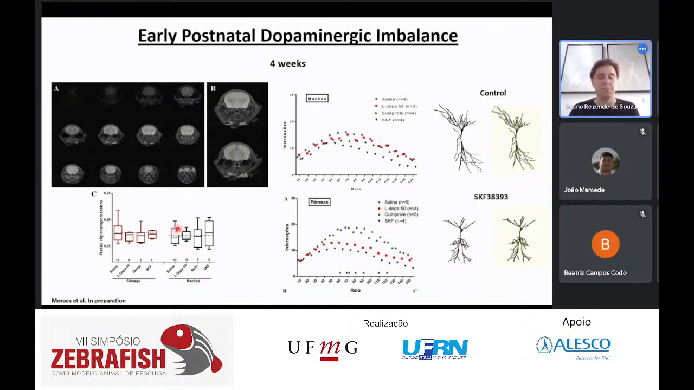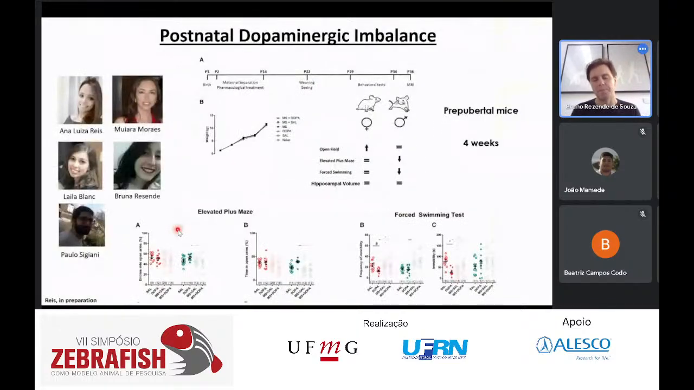So what is happening? Well, that's a question that I can't answer you guys right now. But that's something that we are studying. We're still checking that. And when we treated it for 14 days, so the first 14 days of life, and we check the 4 weeks, we can see there's a little bit more alteration. It increased the alterations of behavior of female mice and male mice.